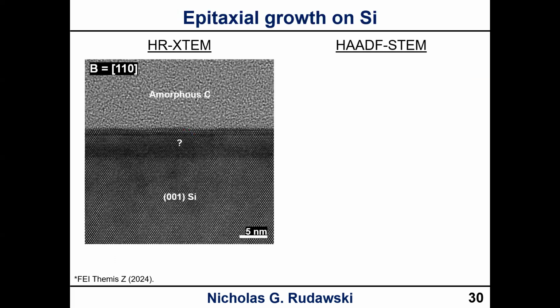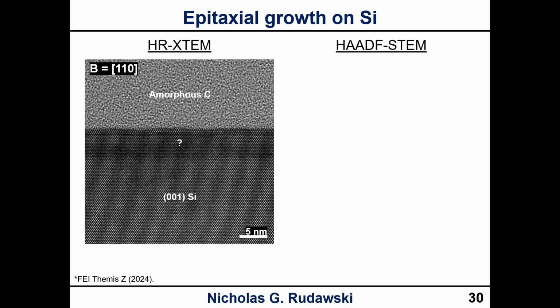So some great examples of this, right? We have some epitaxial growth on silicon. So we have a silicon substrate, and then we've got some epi layers on here, okay? And the whole thing's coated by amorphous carbon. But it's kind of hard to make heads or tails of these epi layers here, right? You can see I put a question mark there.